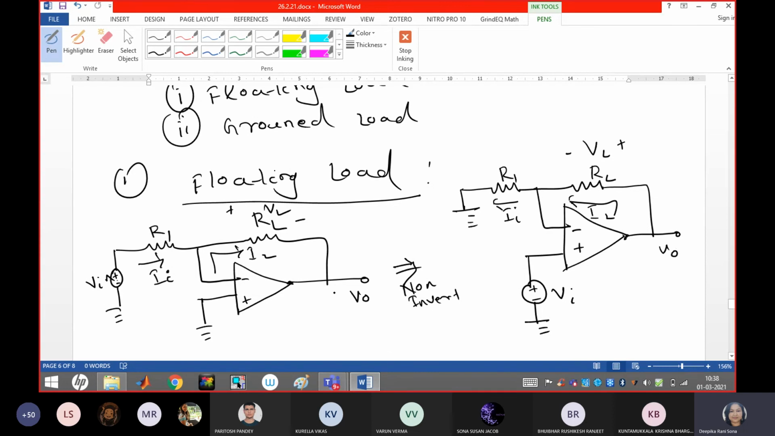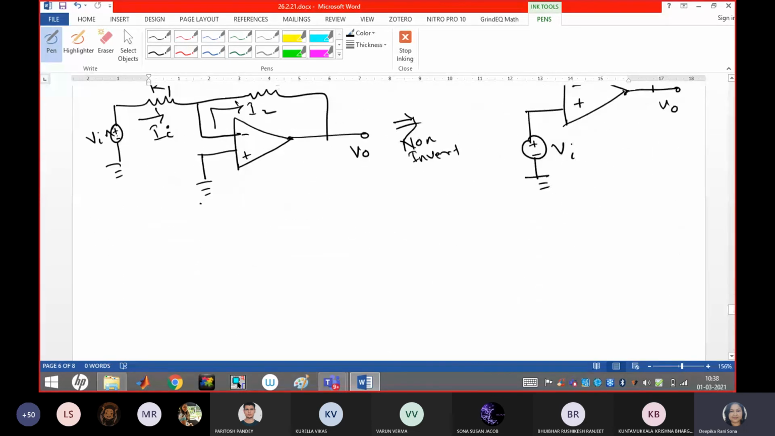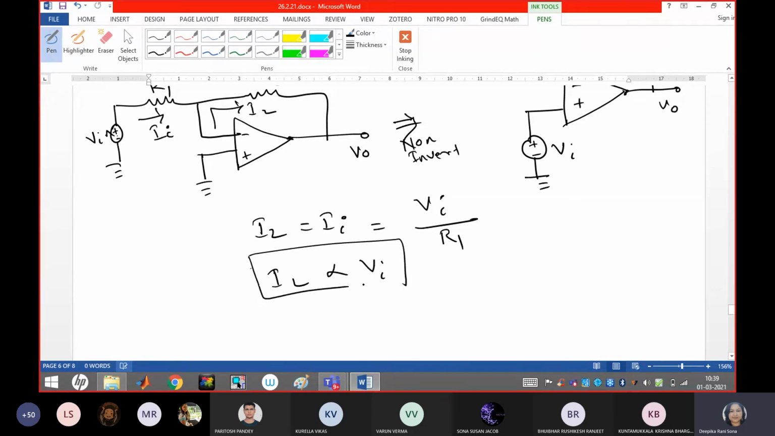So how do we place the relation? If you see the circuit, suppose in the first case, here I can represent IL equal to II, load current equal to input current. If I write II as VI by R1, then directly I can write that IL is proportional to VI. Proved. That's all. So this circuit works as a voltage to current converter.